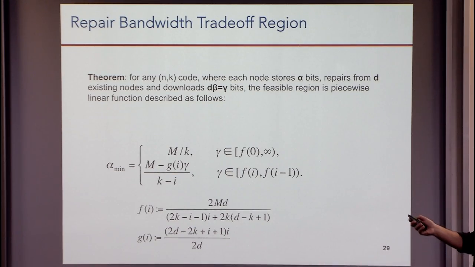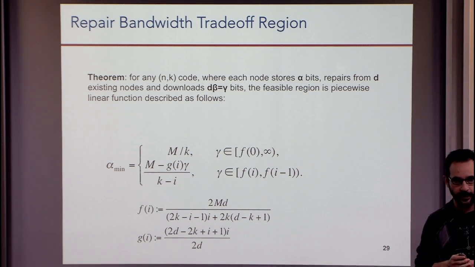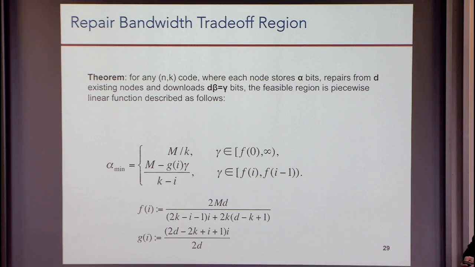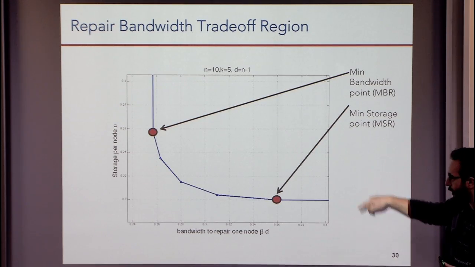And so this is the main theorem that we had proven, that for any n, k code, each node stores alpha bits, repairs from D existing nodes, and downloads D times beta, right? This is the total amount of information communicated. We call that gamma. The feasible region is a piecewise linear function that's complicated. I don't expect you to parse it, but it's just piecewise linear, and it looks like this.